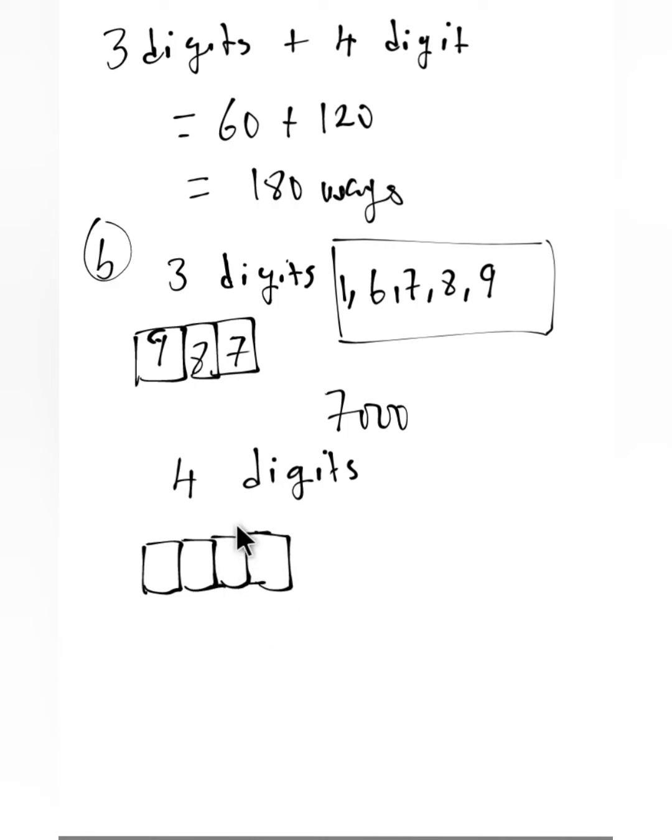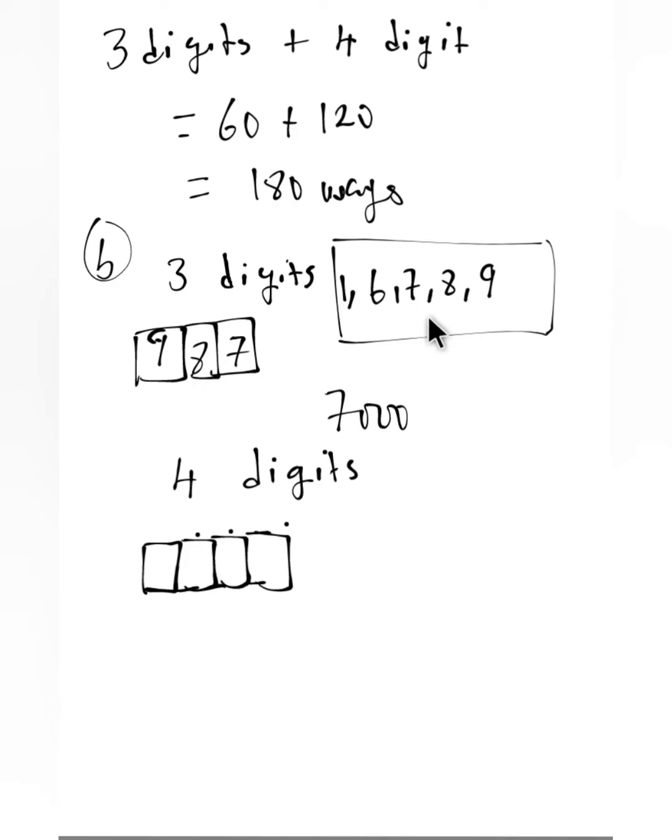Now, for a 4-digit number to be greater than 7,000, it implies that the thousandth digit here, this is thousands, hundreds, tens, and units, the thousandth here must be 7 and above. If the slot contains a number like 6,000-something, of course, that number is less than 7,000. So this slot here must be from 7 and above.